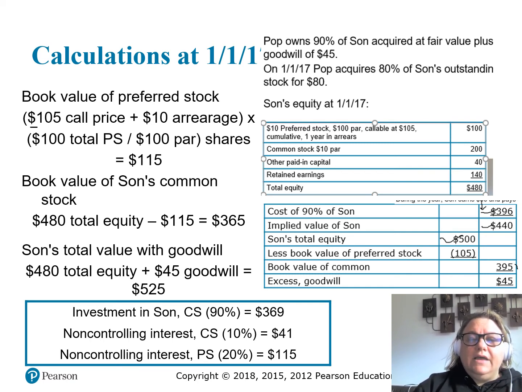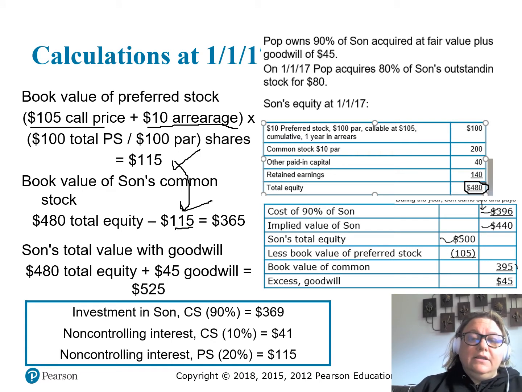It's our 105. Plus, on the problem, they said they had $10 in dividends that had not been paid. If you go back to that first page, it's way back there. All right, so we do that calculation to get 115. And then we're going to look at the book value of Sun's common stock. So remember 480 way back when, right? Some of these things I brought in from previous slides because I knew we'd forget. We're going to subtract out what we've just calculated, which is 115.